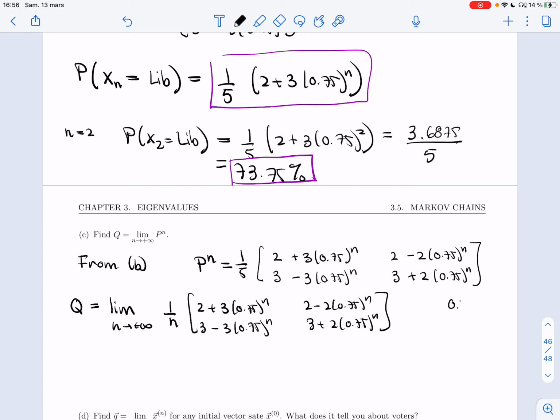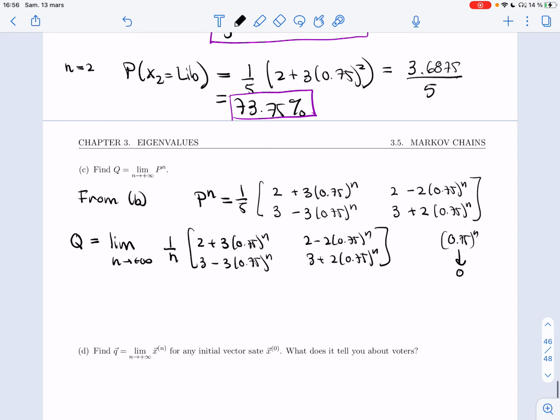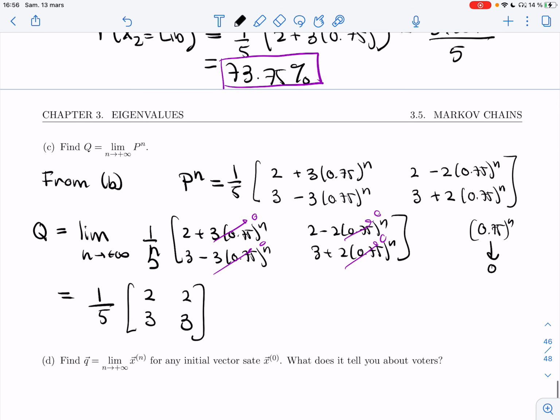Note that 0.75 to the n, since this is less than 1, is going to 0. So that's 1 over 5. All of these terms are going to 0. And we'll get (2, 3; 2, 3). That's it. That's simple.